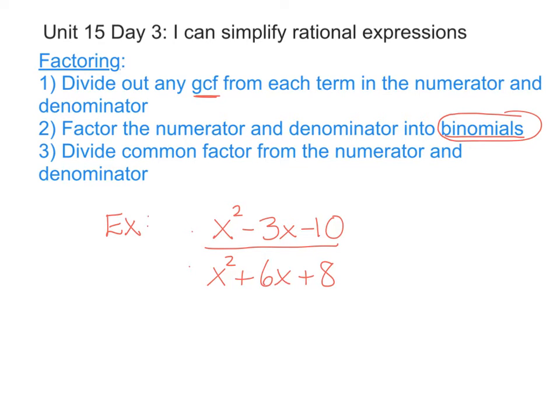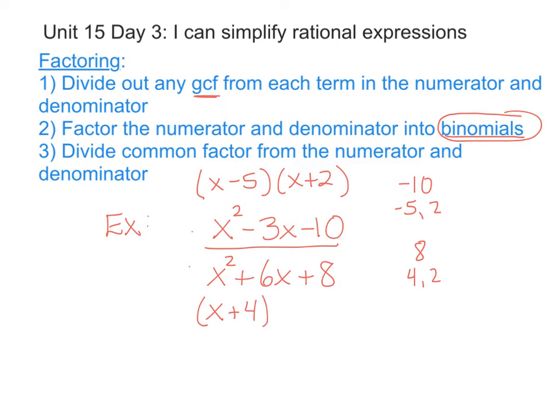Remember how to factor. What multiplies to get negative 10 that adds to negative 3? Hopefully you see that that's negative 5 and 2. So the top is x minus 5 times x plus 2. I'm writing it above, so that's what that factors into. The bottom, what multiplies to get 8 that adds to 6? 4 and 2. So x plus 4 times x plus 2.